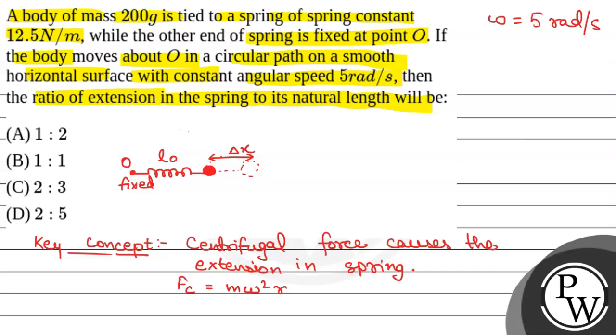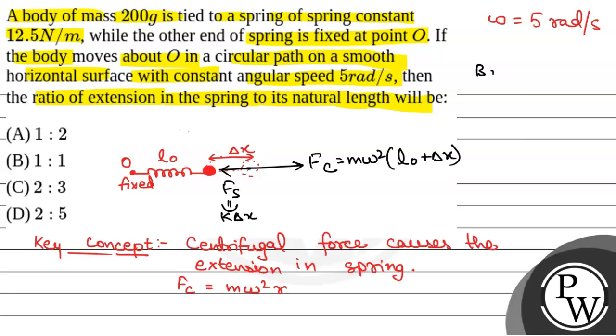So the centrifugal force acts radially outward, and due to the spring extension, spring force will act radially inward. This spring force will be equal to k delta x, where k is the spring constant. Centrifugal force will be m omega square R, and R will be L naught plus delta x. So we will balance the forces, because it is moving with constant angular speed, so there is no acceleration.